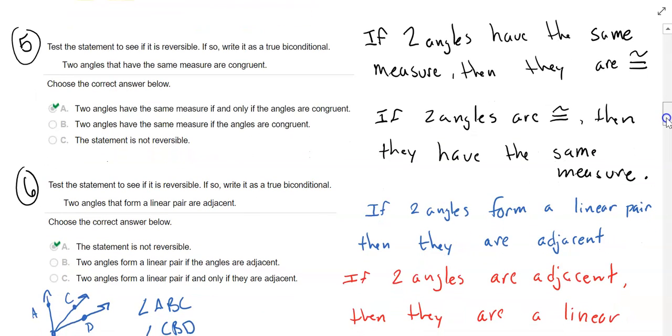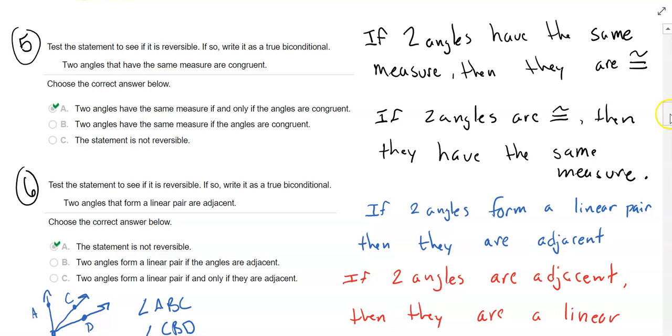In number 5, here we have to test these, and I wrote them out here to the side. We're given a statement, and I wrote them both as a conditional statement and a converse. So if two angles have the same measure, then they are congruent. This is the symbol for congruent, like an equal sign with a tilde on top. And then if two angles are congruent, then they have the same measure. If both of these are true, therefore I can write a biconditional statement as you see here, and we keep the same order. So two angles have the same measure if and only if they are congruent.